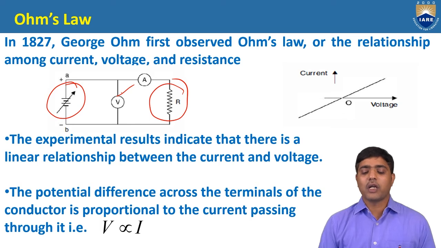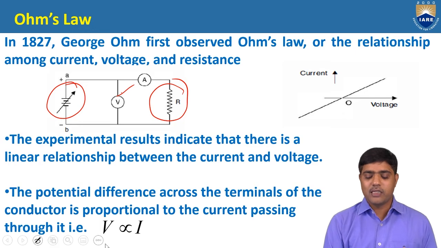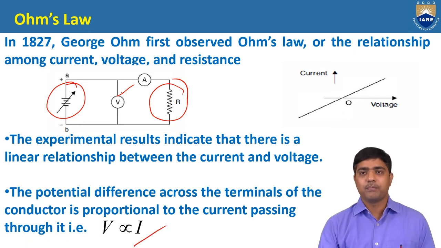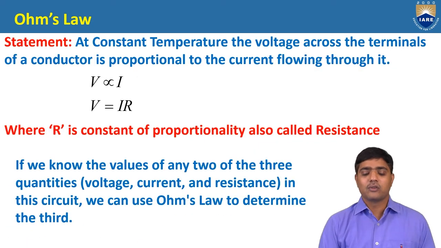According to Ohm's law, the voltage applied across a resistor is directly proportional to the current. That is given by V is proportional to I. And this is the usual statement we can use.